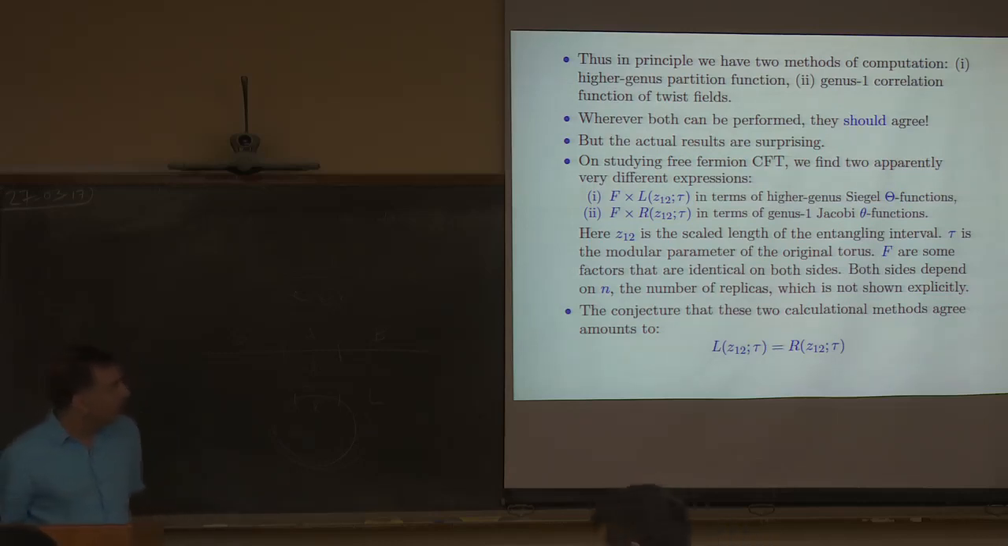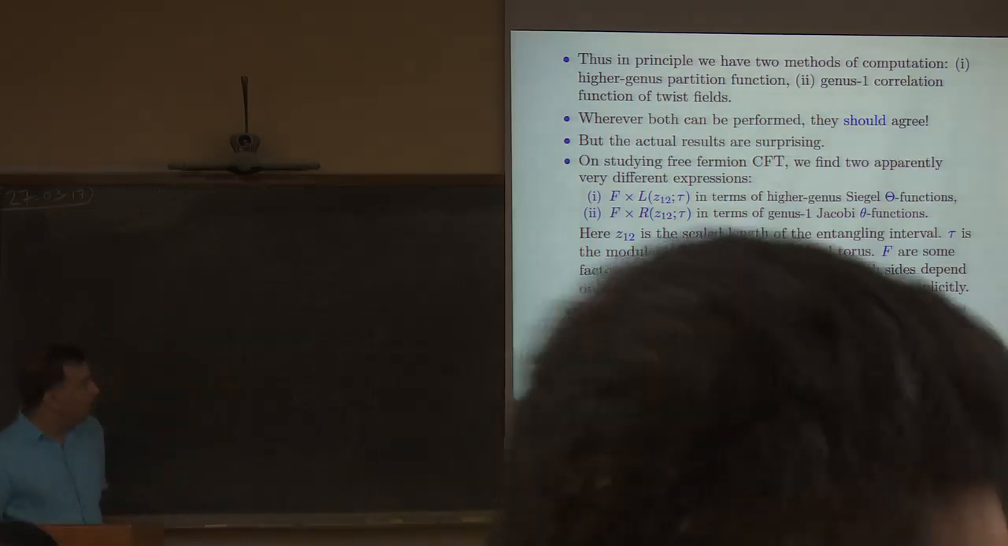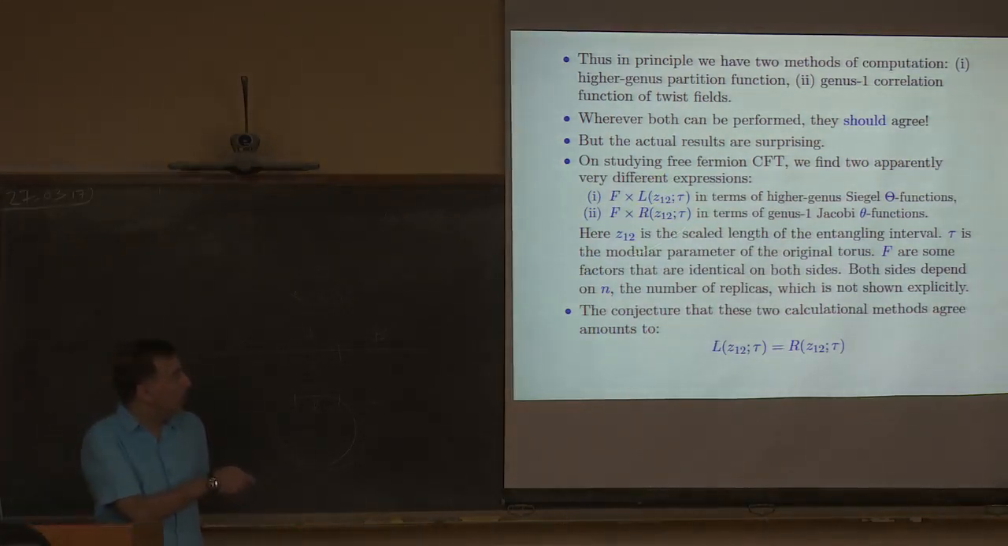So the omega AB is the orthogonal part of the complex. Okay, so the conjecture that these two methods agree amounts to saying that these factors agree, as long as we take out some common factors which we can, and then we have some sharp identity which we can test, and that's the point of this.